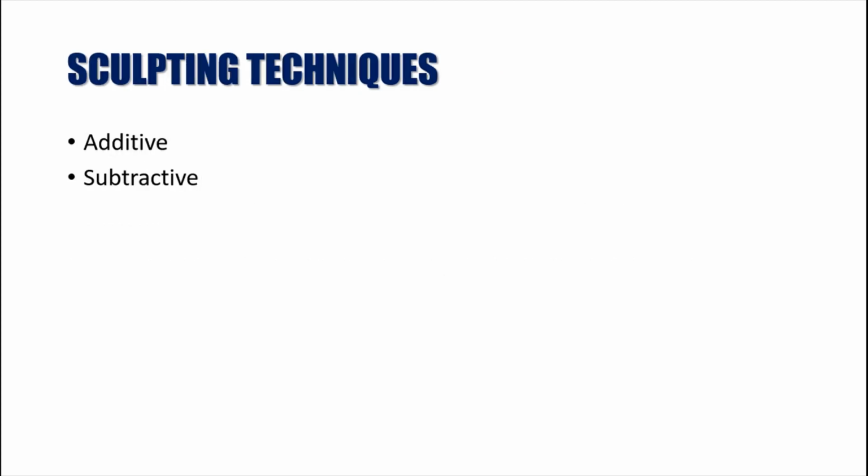Alright? Now the sculpting techniques. There are generally two sculpting techniques, additive and subtractive. Additive is when you add materials to build it, and subtractive is when you take away materials from it. Examples of additive techniques are modeling, and subtractive techniques are carving, when you peel away from the surface.